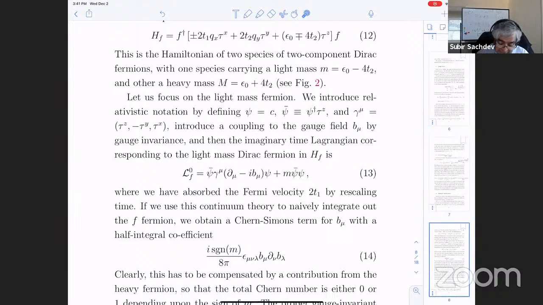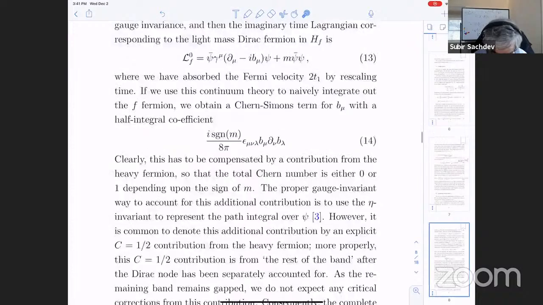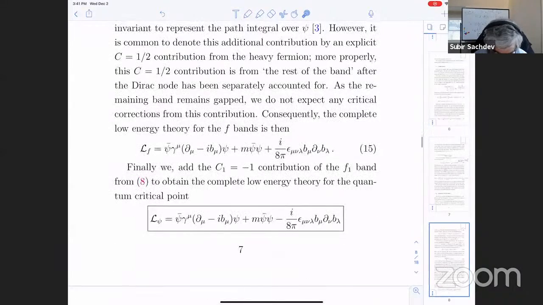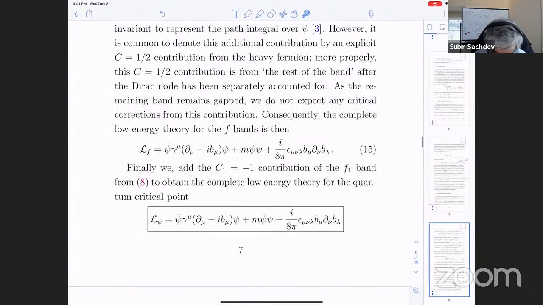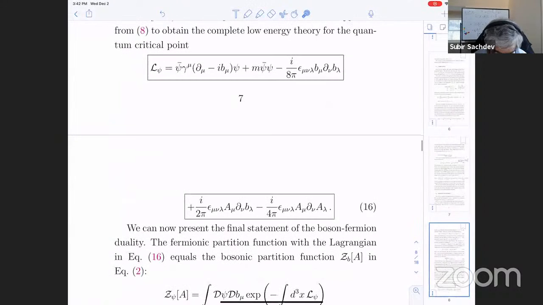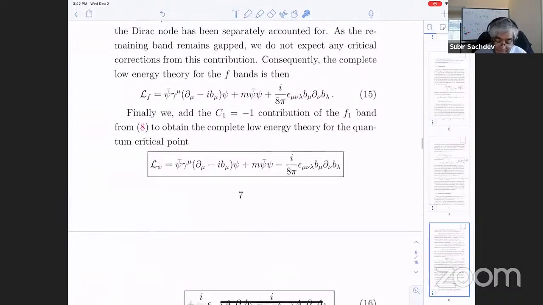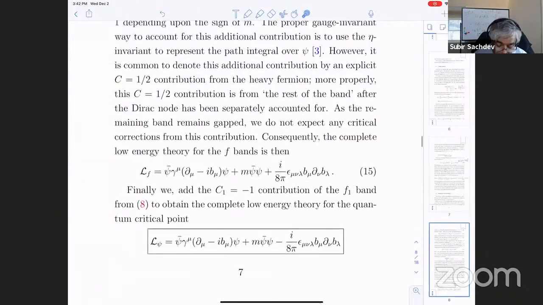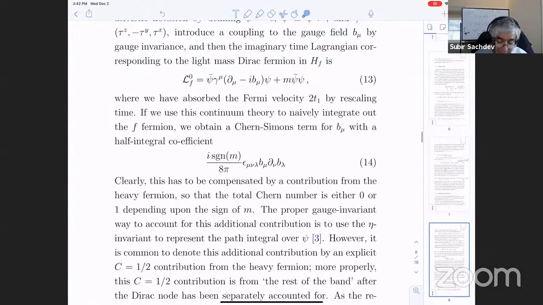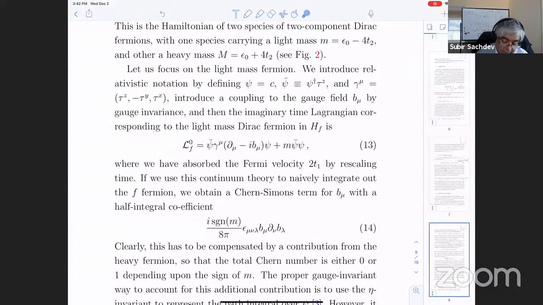All right, so here, let's not worry about the external gauge field. You can put it back in later. So in this discussion here, I haven't worried about capital A mu.